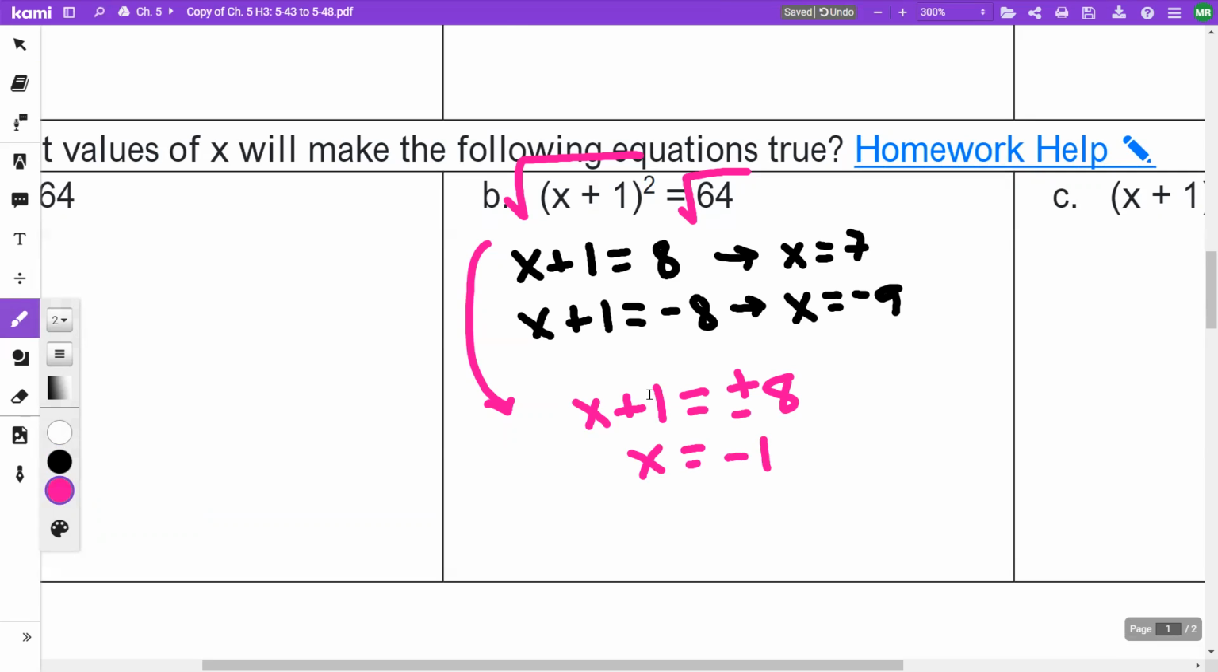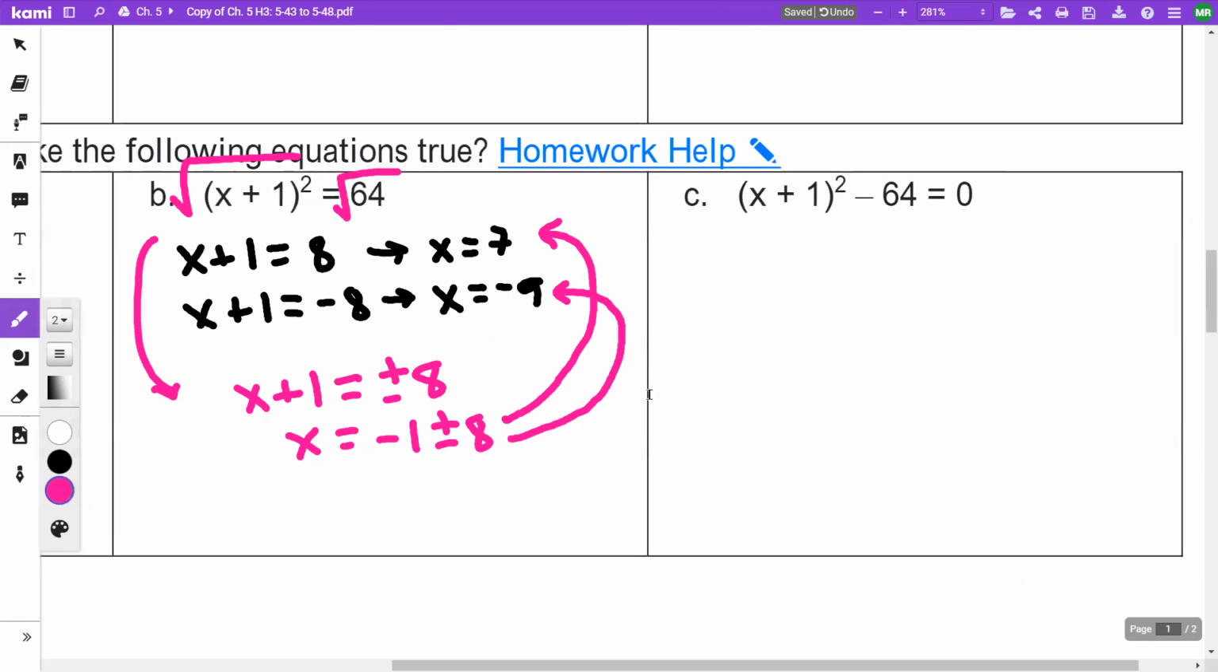So I'm going to have a -1. That's going to add and subtract with 8. And you'll see that when I go -1 plus 8, I get the 7. And when I take -1 minus 8, I get the -9. Those are your two answers.